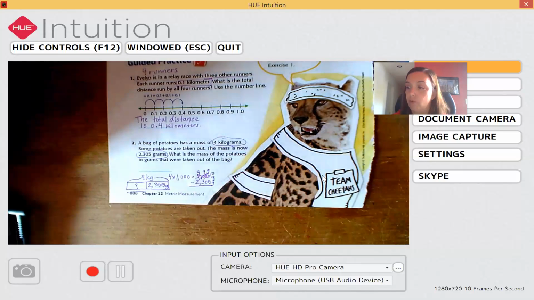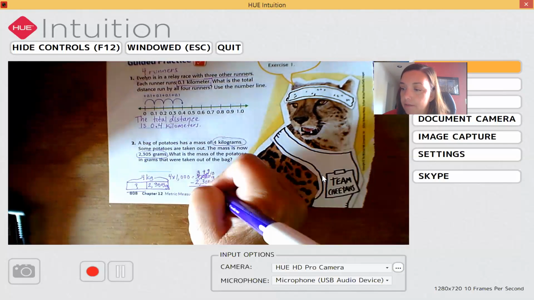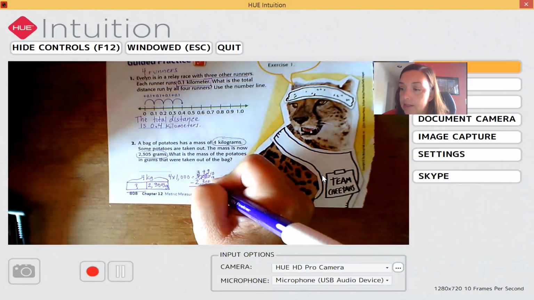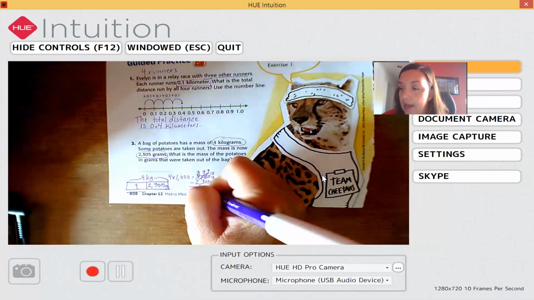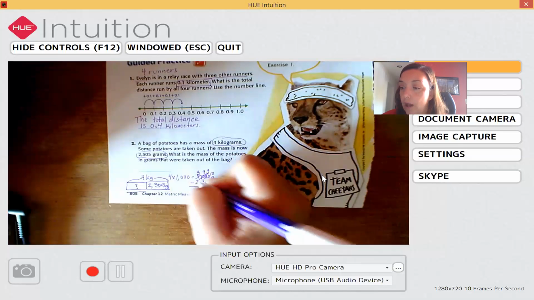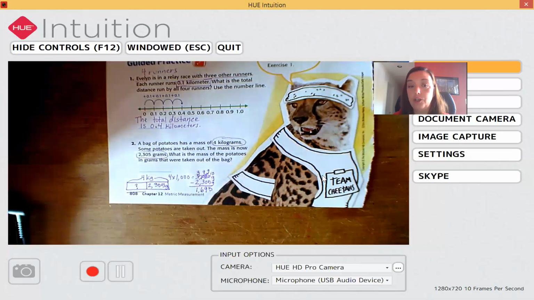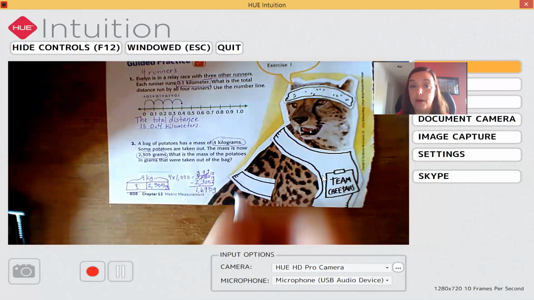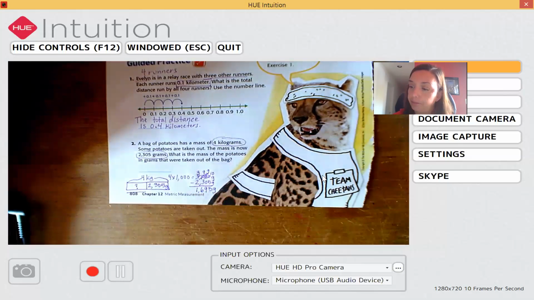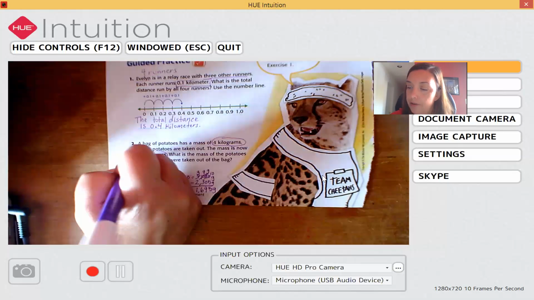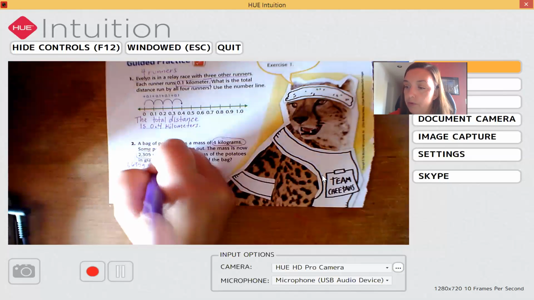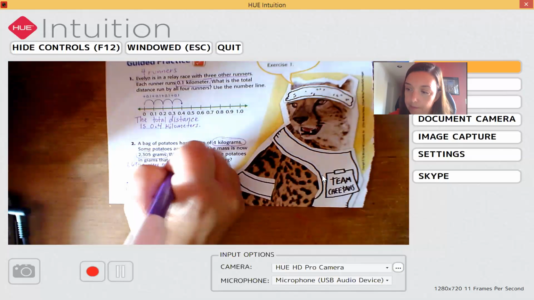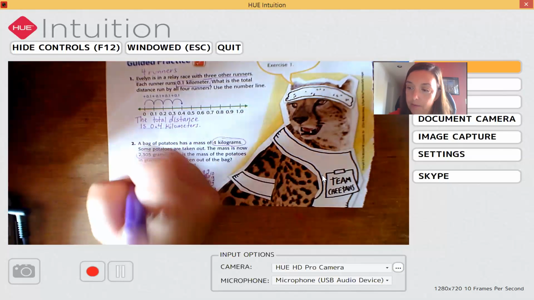10 ones minus 5 ones gives me 5. 9 tens minus 0 is 9. 900s minus 300s is 6. And then 3,000 minus 2,000 is 1. So that means that they took out 1,695 grams from the bag. So I'm going to write that. 1,695 grams were removed from the bag.